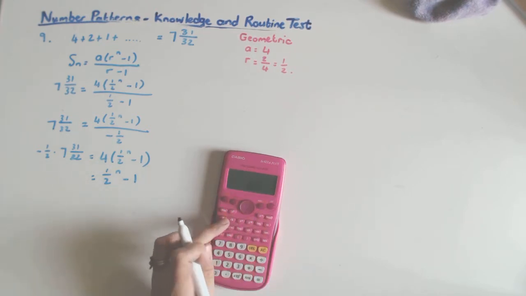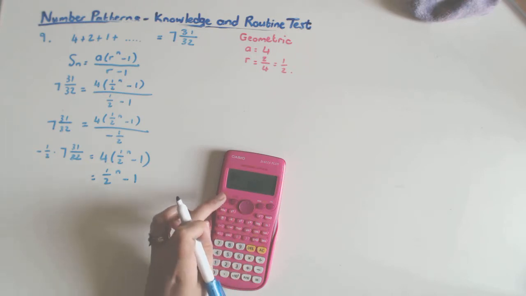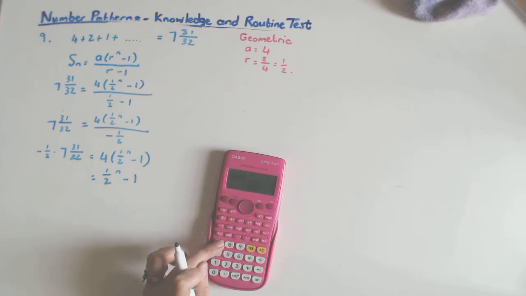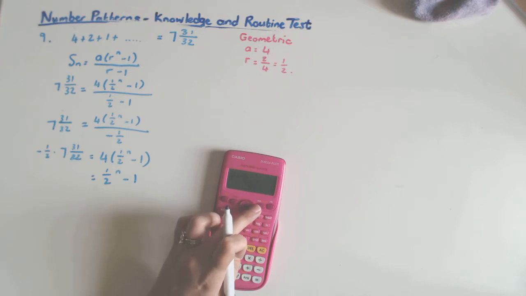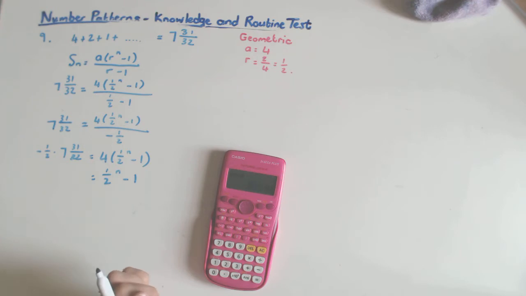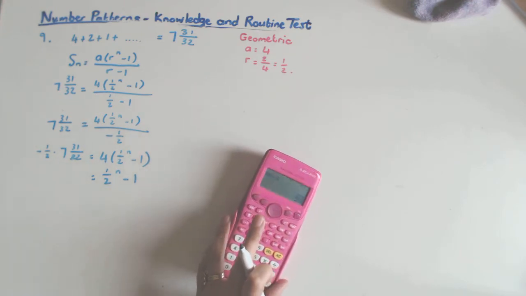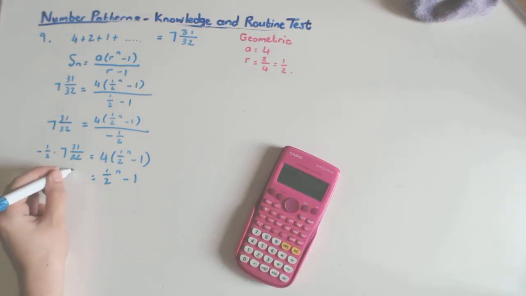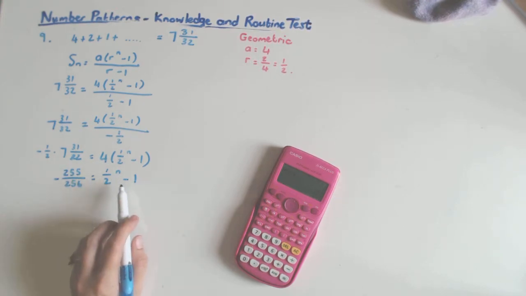Minus, clear, minus a half times 7 mixed fraction, 7 and 31 over 32, like that, divided by 4 gives me minus 255 over 256. Minus 255 over 256. And then I just want to plus 1 to this to get that alone.